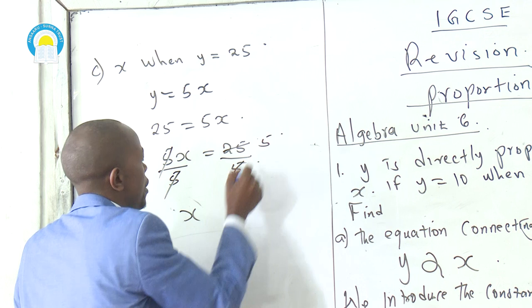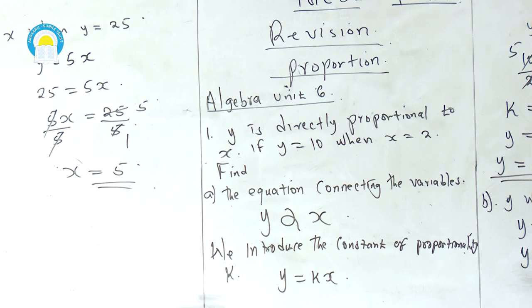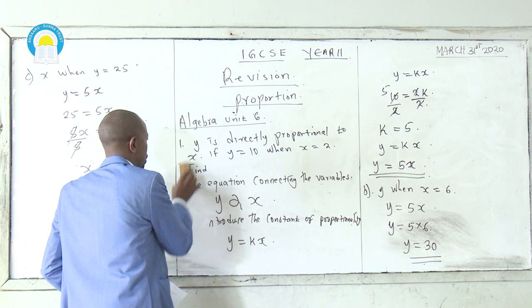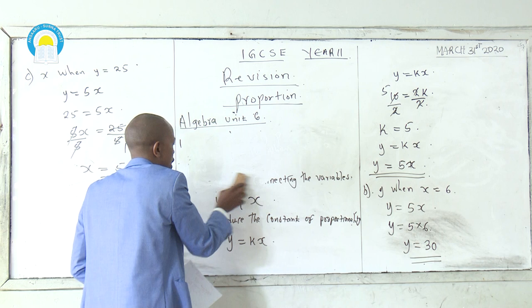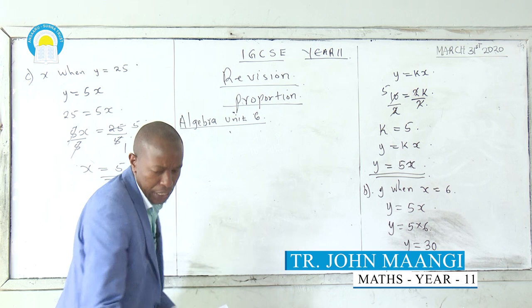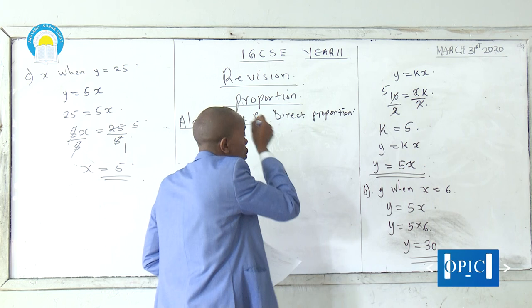Now, in algebra unit 6 under proportion, we have different types of variation. The first one is direct variation. Under direct variation, as in the question you've tackled just now, you realize that this is direct variation under linear equation. So in proportion, we have direct proportion. Under direct proportion, we have two.